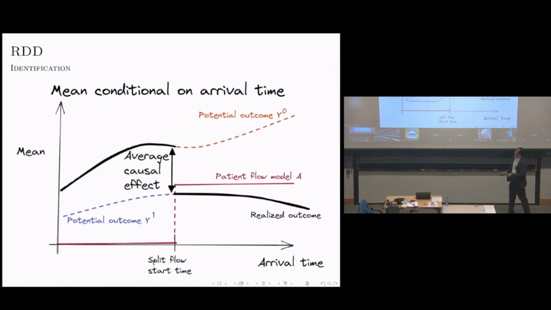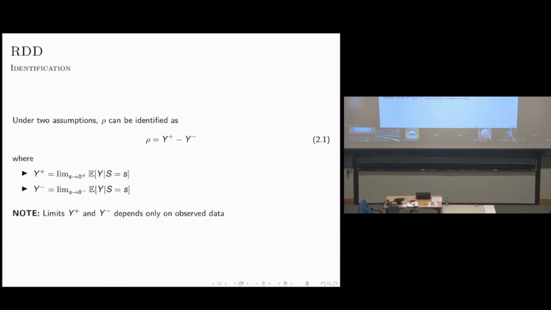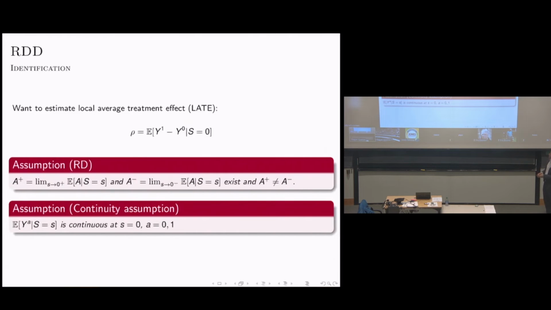Let me ask you a question. Why are we focusing on zero, except the moment when things change? That's a very good question. So Wesley asked, why are we focused on zero? So basically the local average treatment effect at the start.